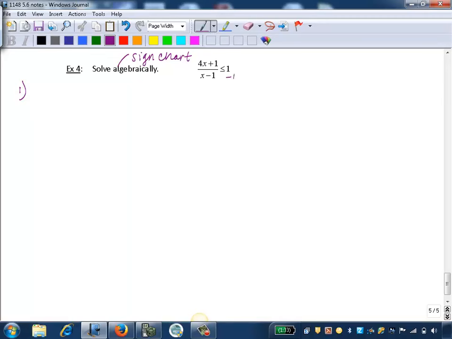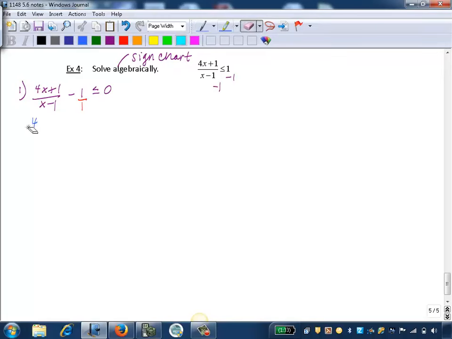So we're going to have to subtract 1 from both sides. So we'll have (4x + 1)/(x - 1) - 1 less than or equal to 0. Now, since it's rational, we have to combine the left side into one single quotient, or one single fraction. So we're going to need to subtract that 1. So if we look at that as 1 over 1, we can rewrite the 1.